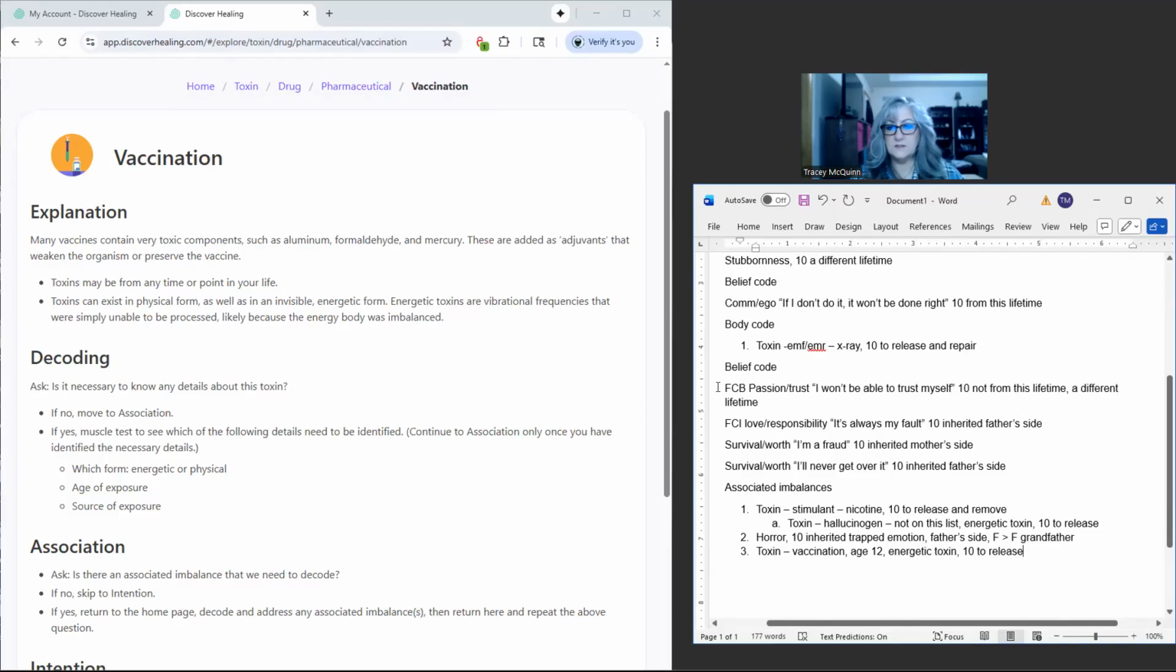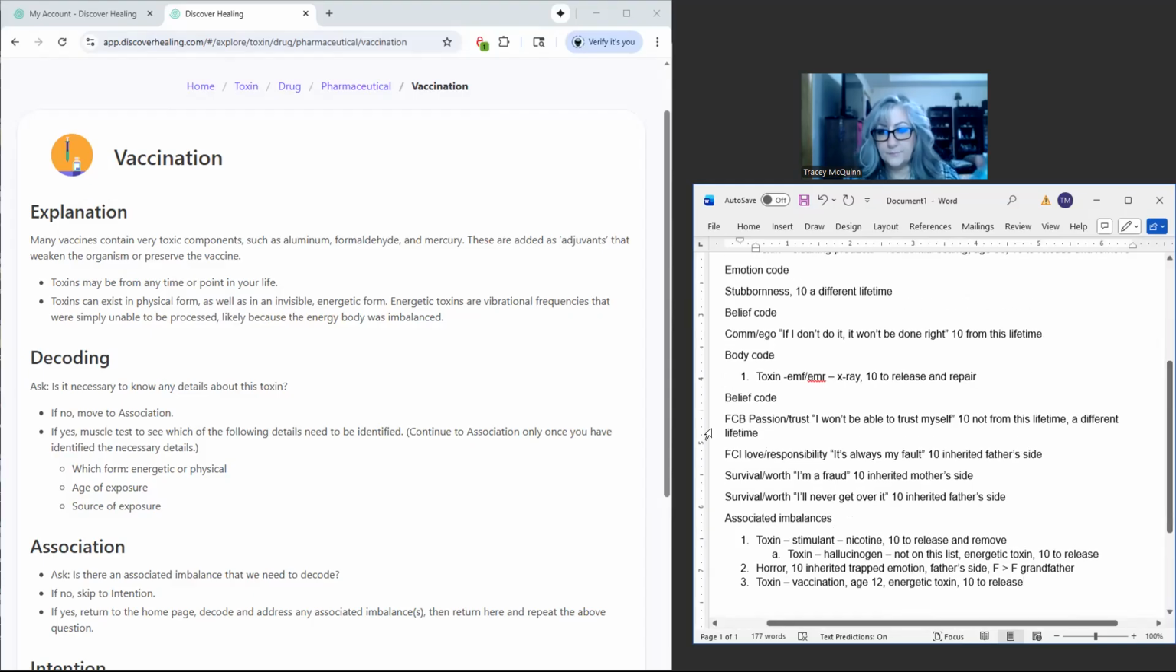Okay, so we're going to go back to the top of this tree, which is a partial tree, obviously. And we're going to release this belief: I won't be able to trust myself, from all levels of his being. 1, 2, 3, 4, 5, 6, 7, 8, 9, 10. Did he release that successfully? Yes. Okay, jump down to the next one. Let's release this belief, it's always my fault, from him and all other beings involved. 1, 2, 3, 4, 5, 6, 7, 8, 9, 10. You released that, yep.